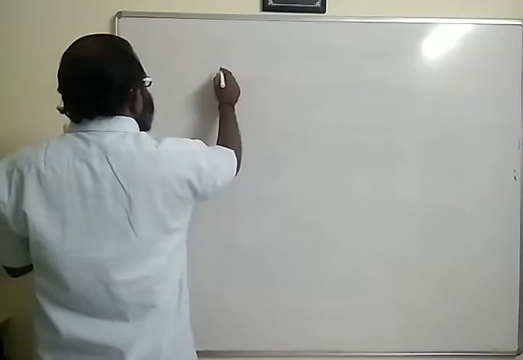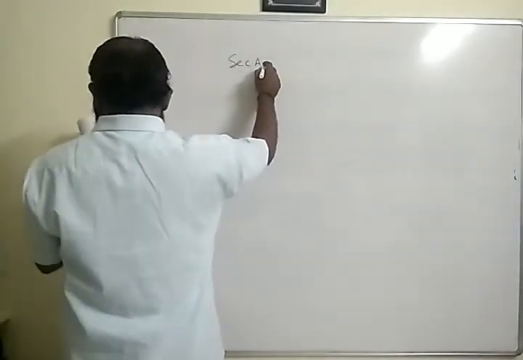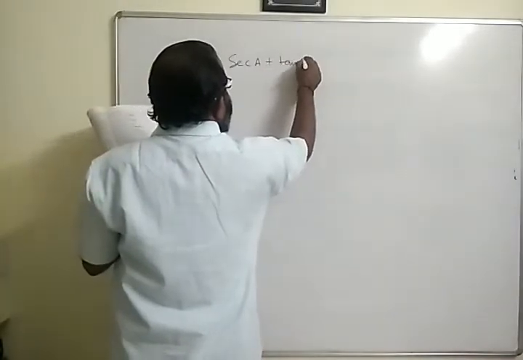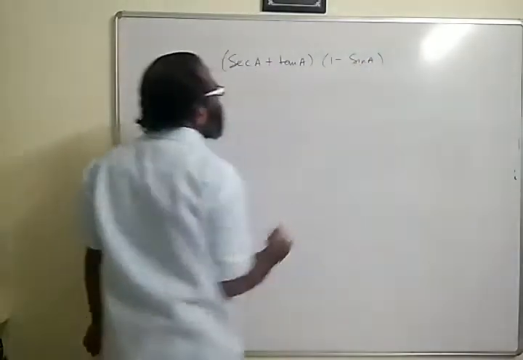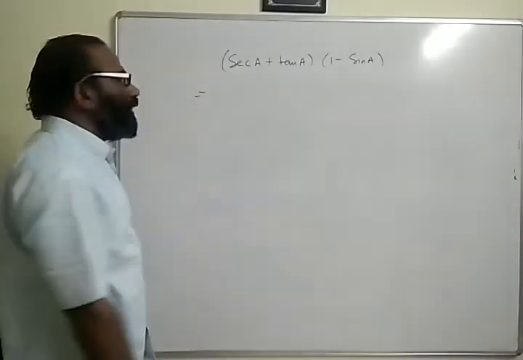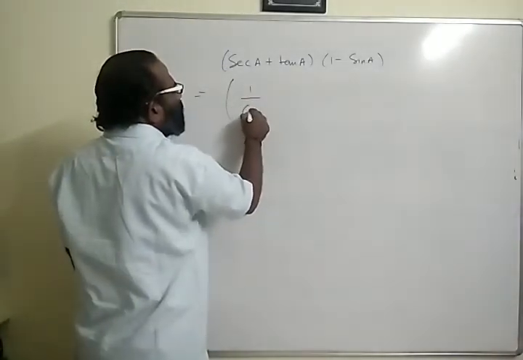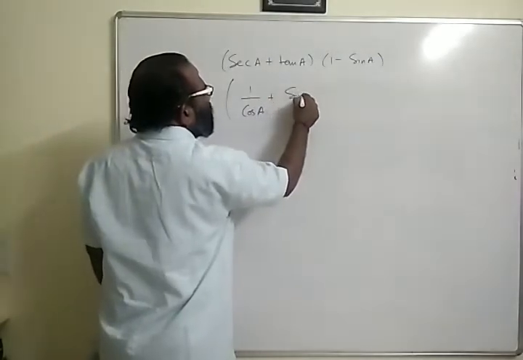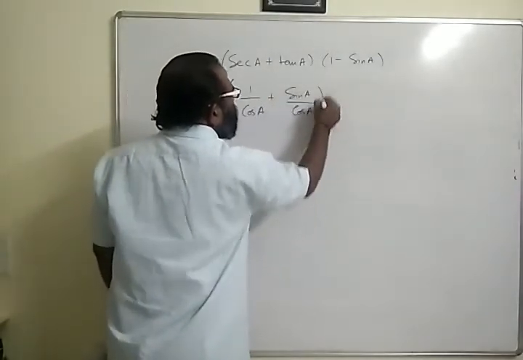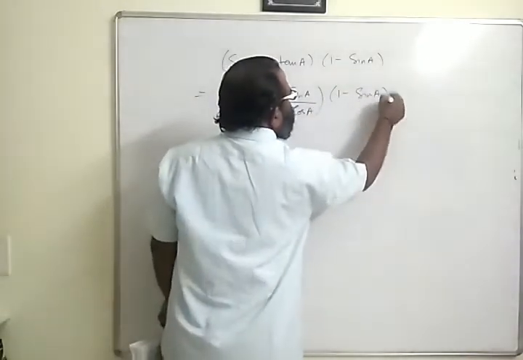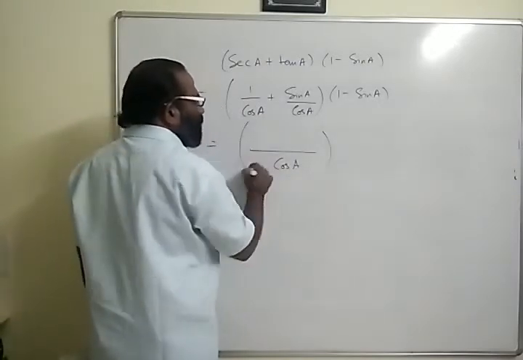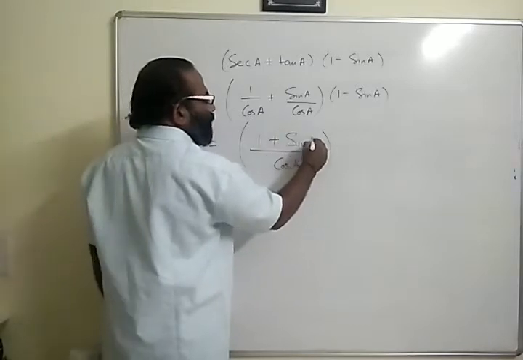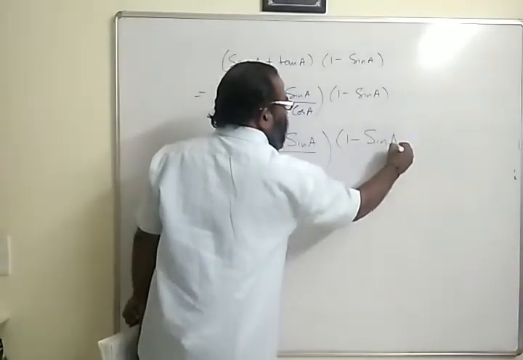Now let's go on to the next question. The next question is secant A plus tan A into 1 minus sin A. The easiest method is making all of that into sin and cos. So secant A is 1 by cos A plus tan A is sin A by cos A into 1 minus sin A. So the denominator, let's take the LCM cos A in this group, and it becomes 1 plus sin A into 1 minus sin A.